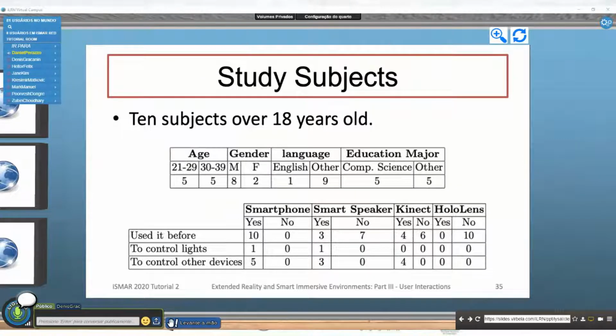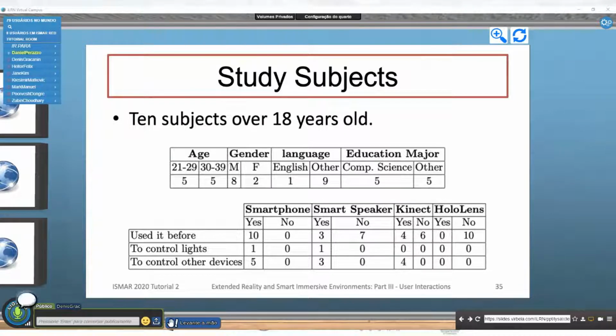Kinect, because Kinect is part of the Xbox gaming console. We also have 40% of users who were able to use it. However, for mixed reality, we had no user that actually had some previous experience.